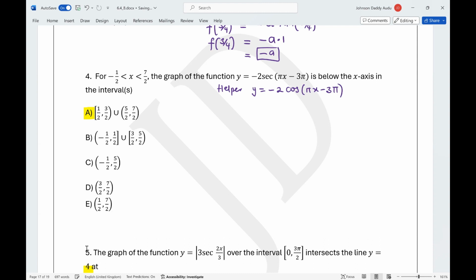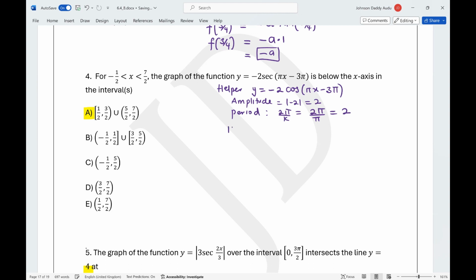And what it means is that we can find the amplitude from here. Our amplitude is just the absolute value of minus 2, which is 2. And the period is 2 pi over k, which is going to be 2 pi over pi, and this is equal to 2, right?